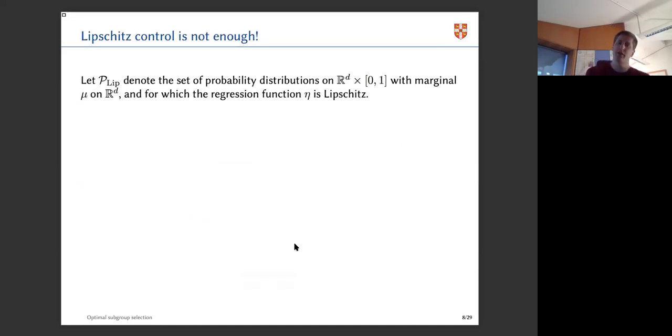Okay, so our first result is actually a rather negative result, and it's going to tell me that just knowing, for instance, that the regression function eta is a Lipschitz function is not going to be enough to be able to output non-trivial data-dependent selection sets with type 1 error control.